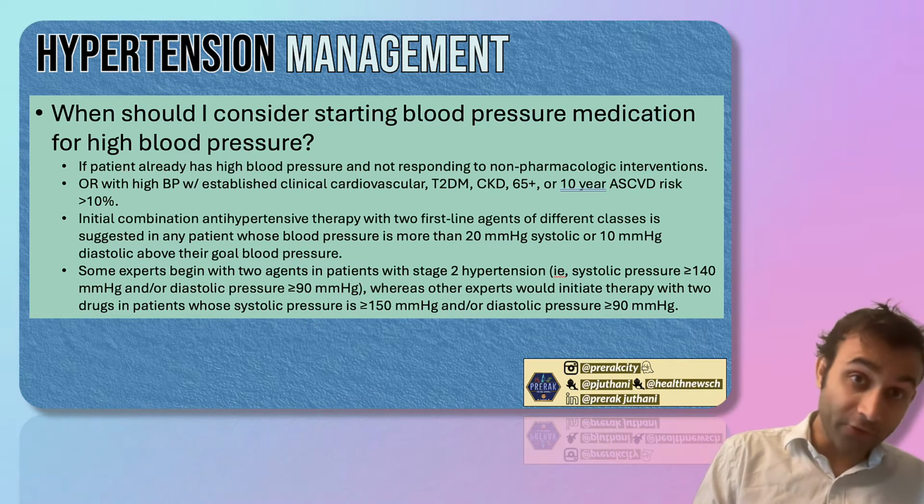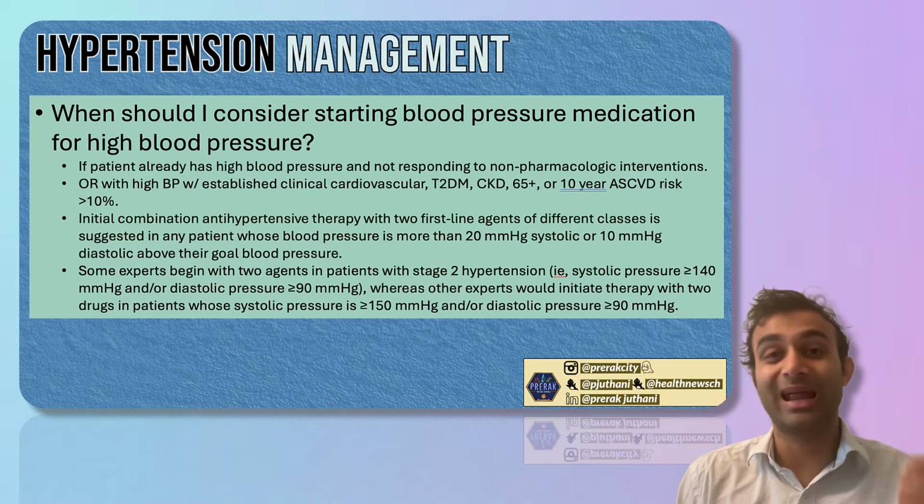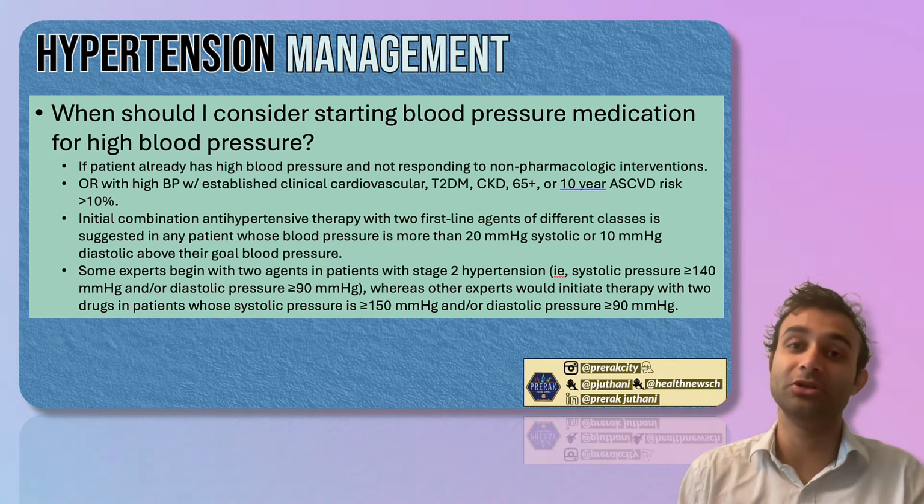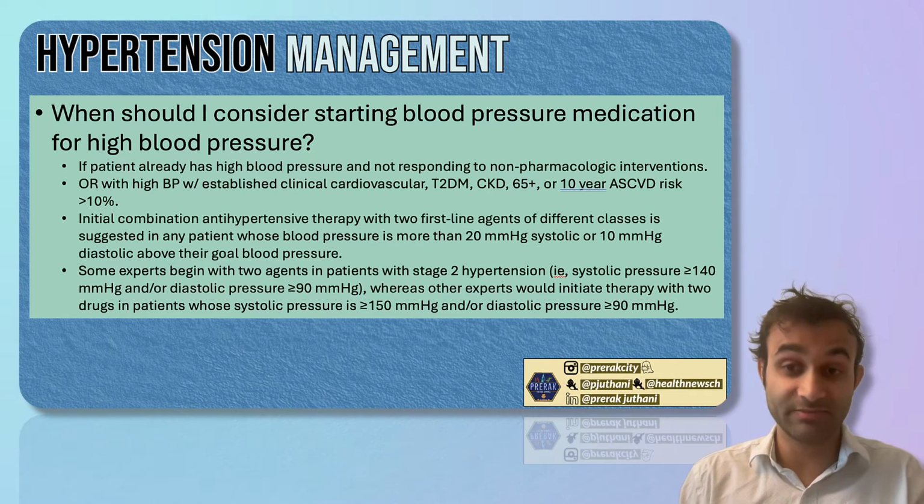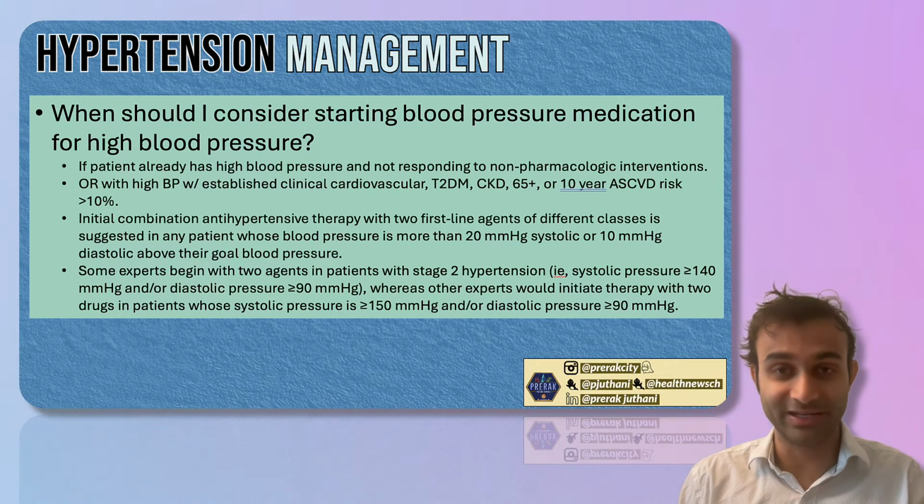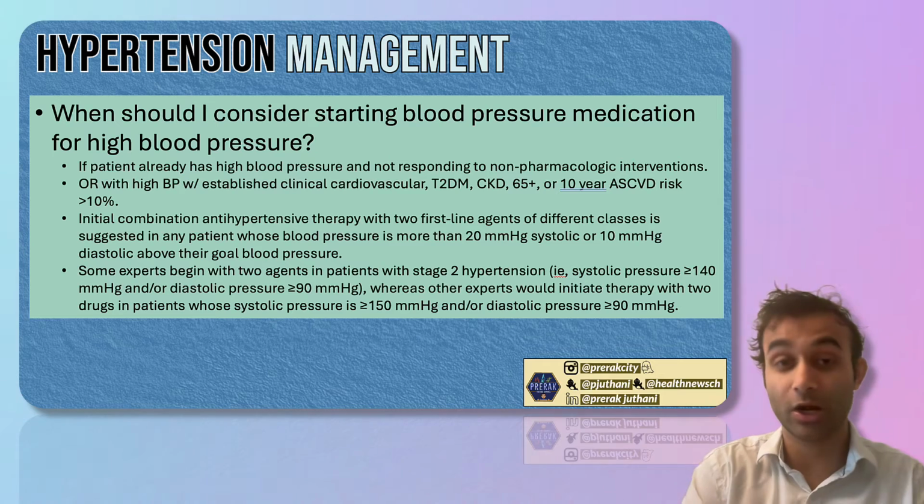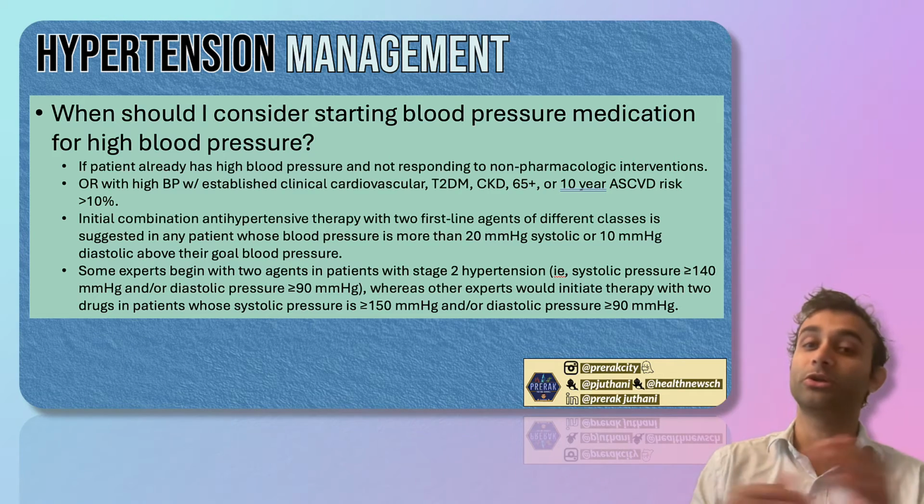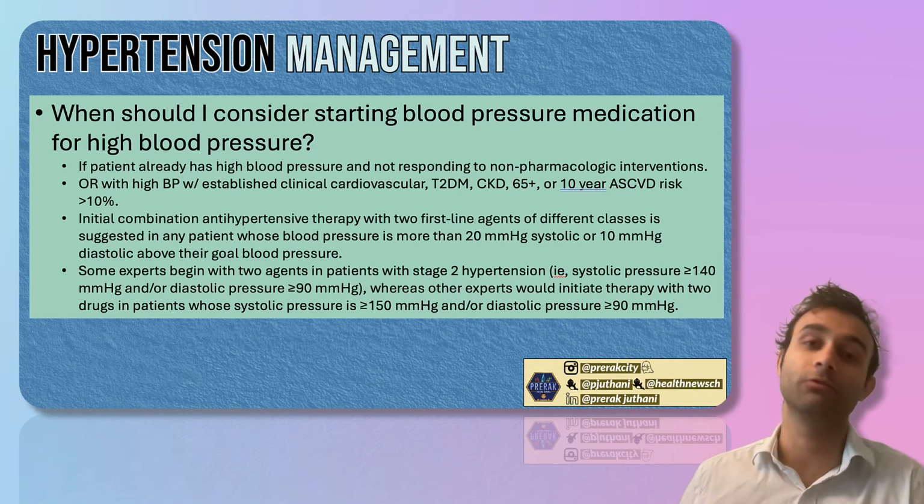Another thing is, let's say they have an elevated blood pressure and they have another comorbidity such as type 2 diabetes, chronic kidney disease, or maybe an elevated atherosclerotic cardiovascular disease risk score, ASCVD risk score, which you can usually calculate online. Then you can often jump straight to medication management, assuming the patient is okay with that.